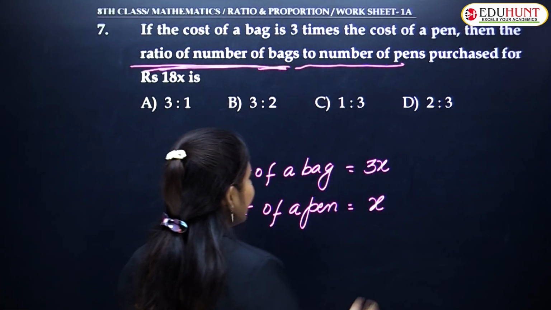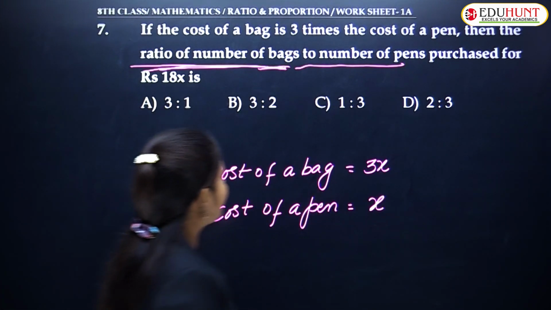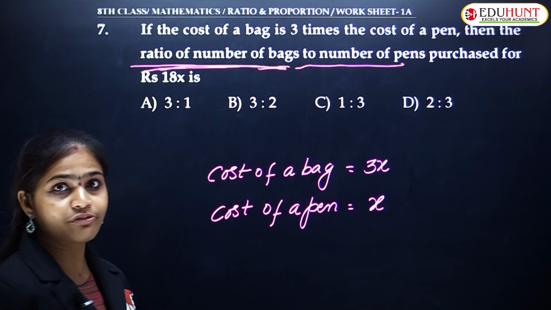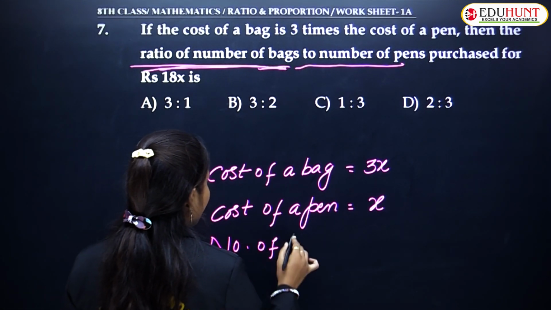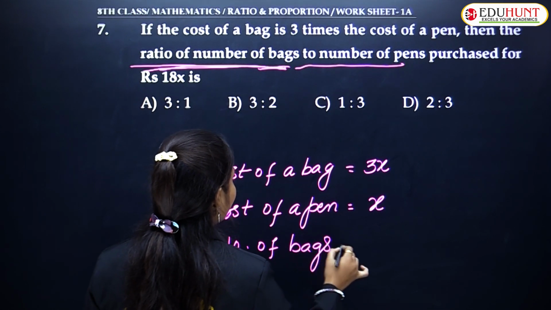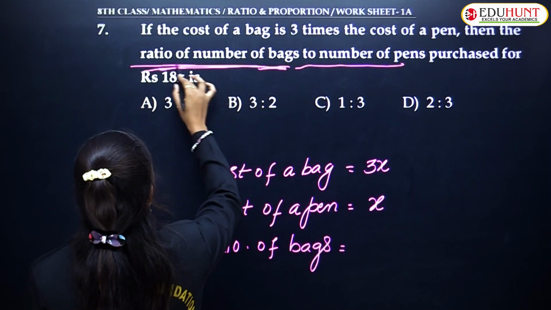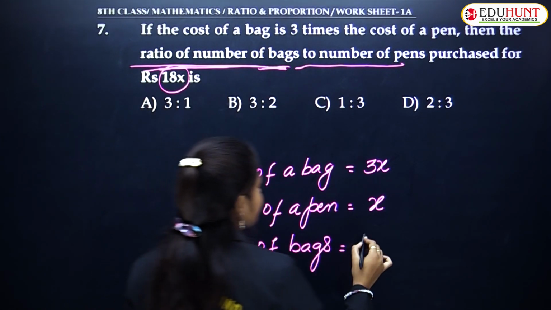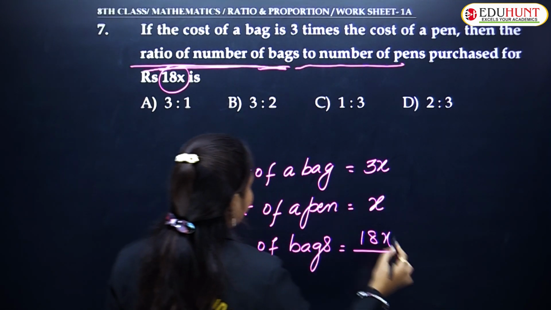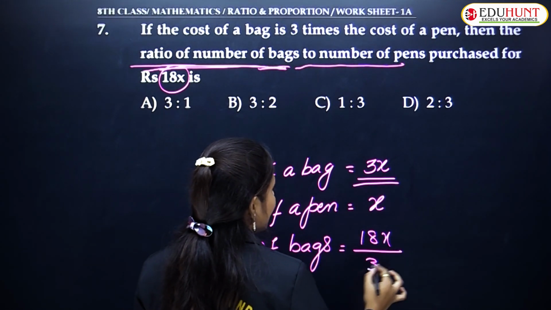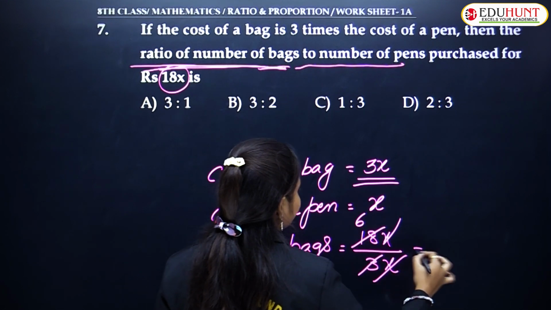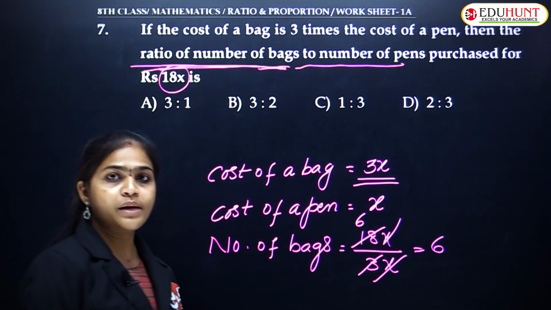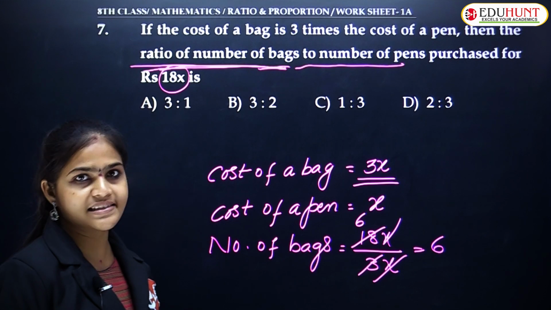Here 18x rupees is the total cost, and they are asking the number of bags. How can we find the number of bags? Here the total cost is 18x rupees, so 18x divided by the cost of each bag, which is 3x. x and x get cancelled. 3 sixes are 18. So how many bags are there? Here 6 bags are there.